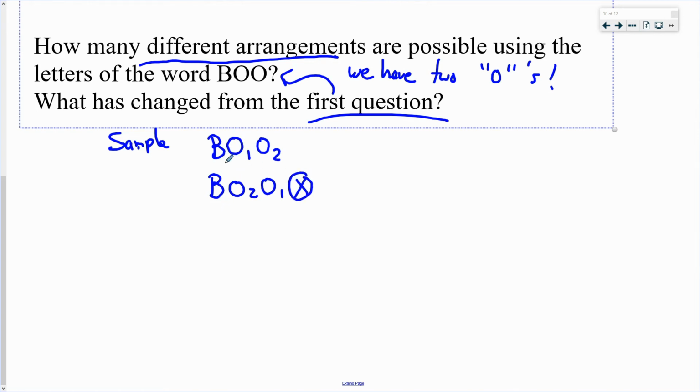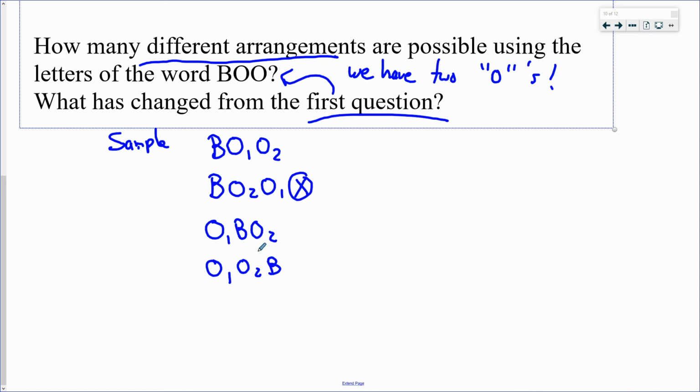Well, how else can we arrange this? You can just cycle the B through. So I might go my first O, my B, and my second O. That's a new word. Just cycle the B through. So now the B's on the end: O, O, B. Is there anything else I can do?